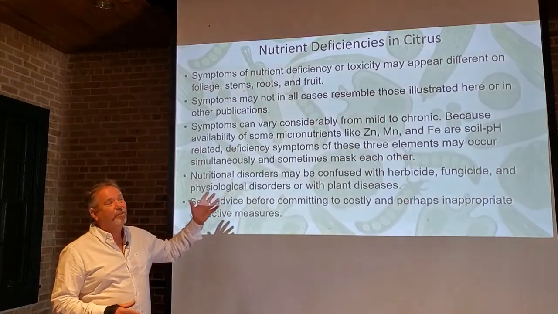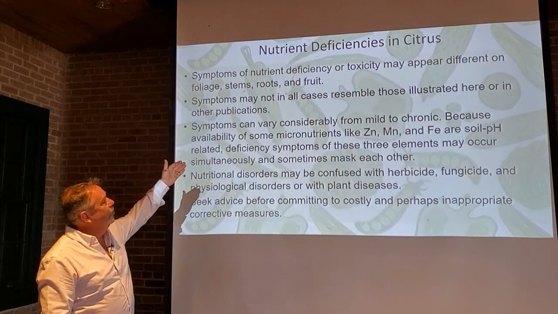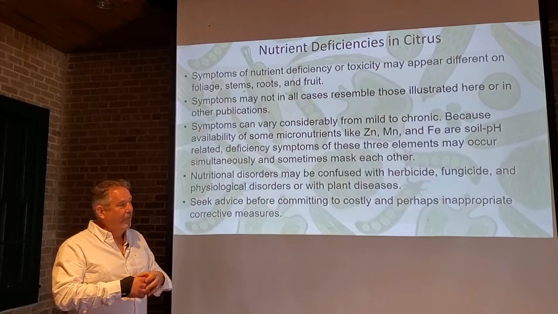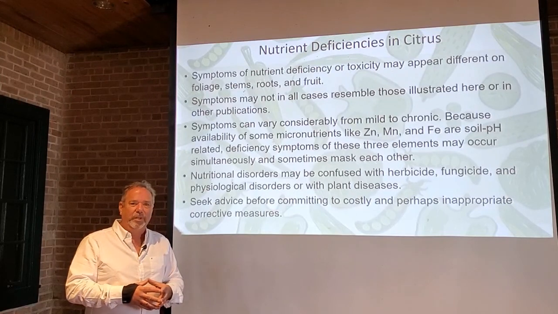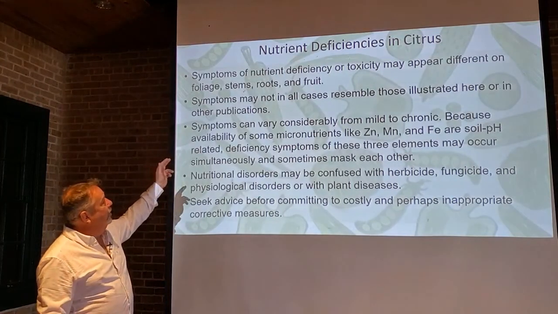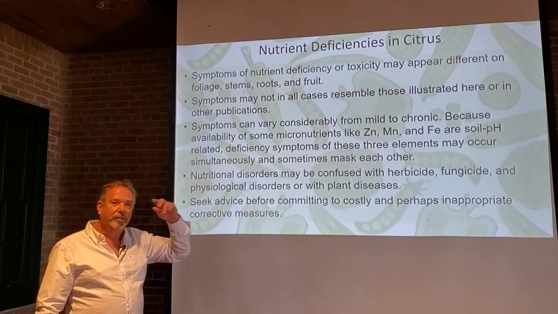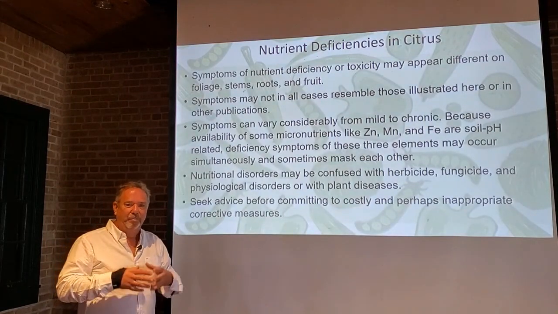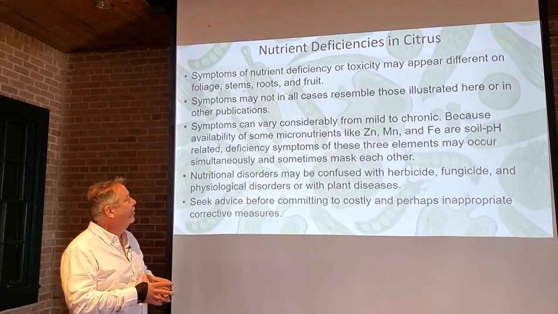So nutrient deficiencies can be very problematic for citrus trees. The symptoms of nutrient deficiency or toxicity may appear differently on the foliage, stems, roots, and fruit. So you need to sometimes look at different parts of the tree for better indications of what the disease is, and you'll need to know what to expect on the different parts. Symptoms may, not in all cases, resemble those illustrated here in this presentation or in other publications. So they can differ from plant to plant, and it's a good idea to just have a basis, kind of a general idea, and then you can do some other testing to find out exactly what's going on.